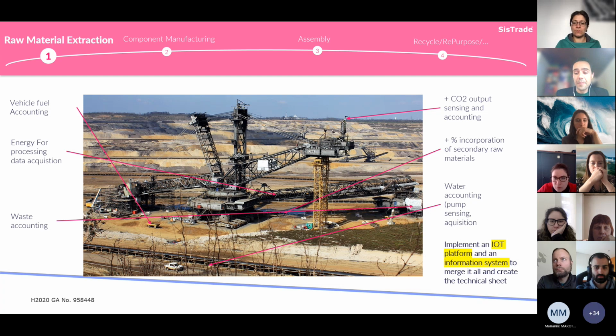So we have to have all of that in account. On top of that, we have to implement an IoT platform and an information system. Why? Because if we are increasing the information that we are acquiring, we have to resort to automated means. So this should be a standard by now, but you would be surprised by the state of the average manufacturing SME in Europe.